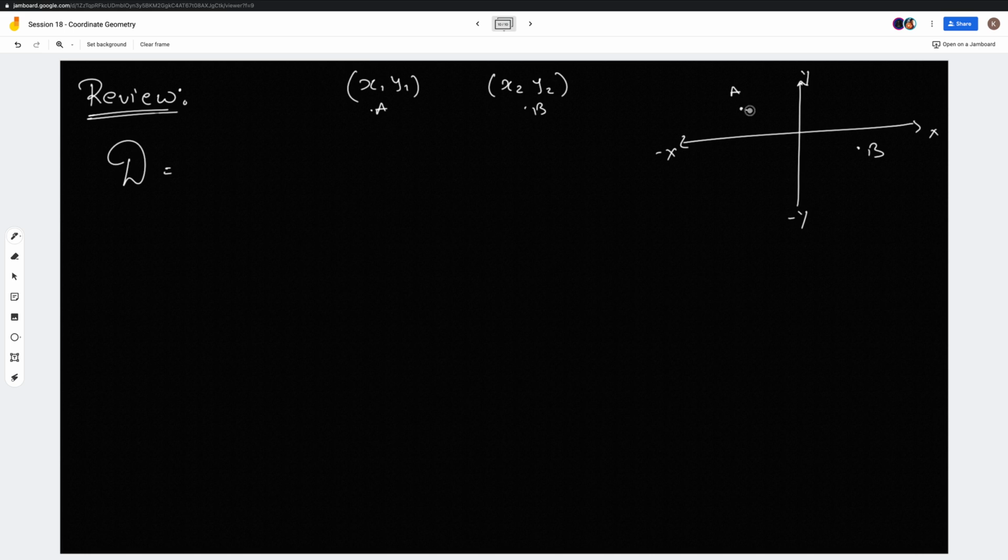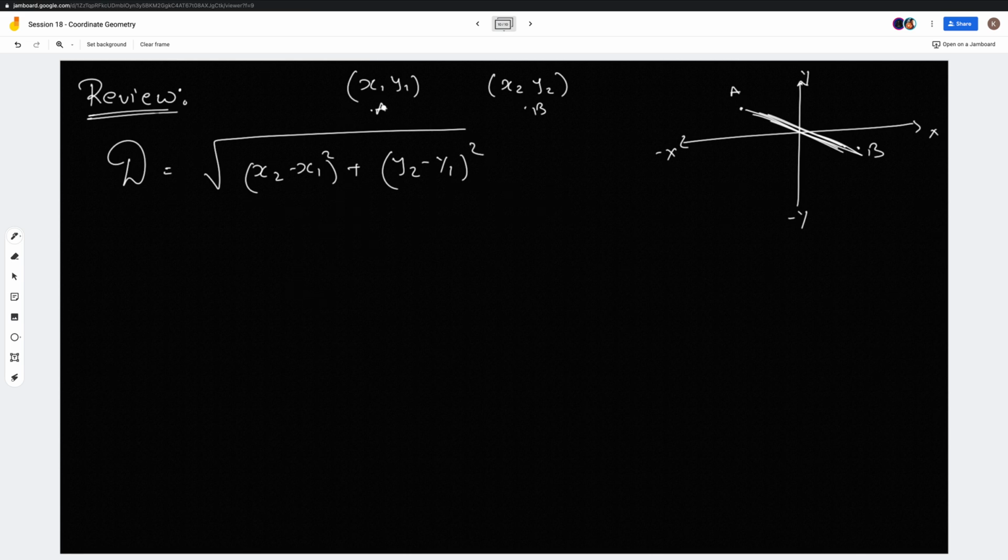So you're trying to find out what is the distance between these 2 points, right? To find the distance between these 2 points, you're simply going to use the formula x2 minus x1 whole square plus y2 minus y1 whole square.